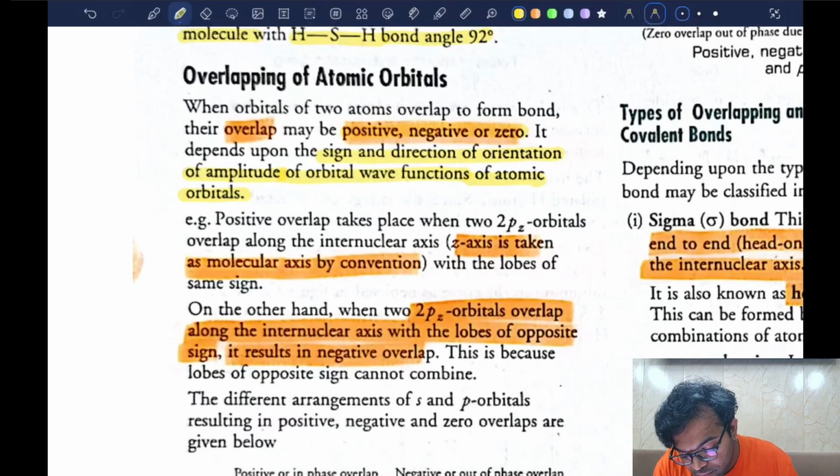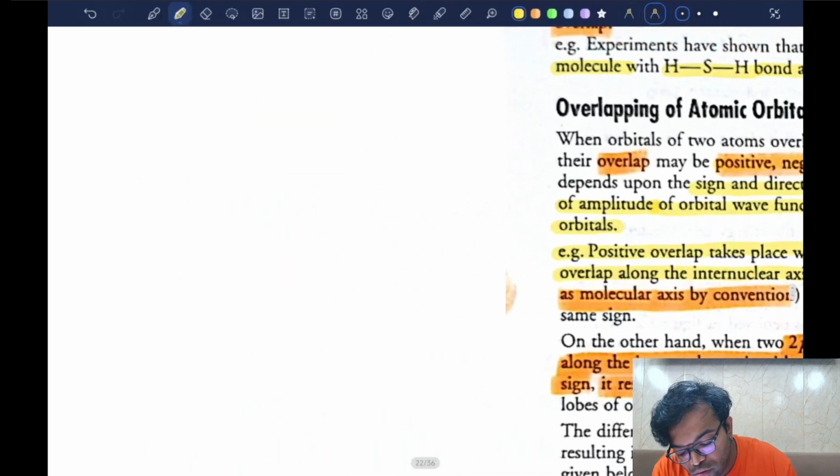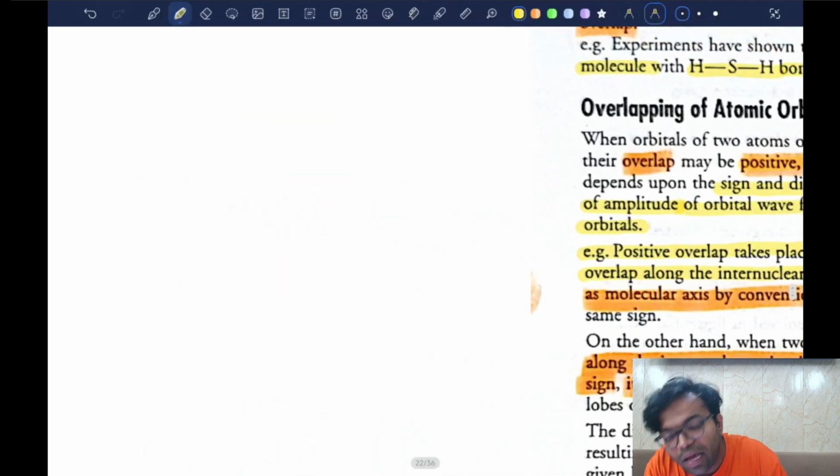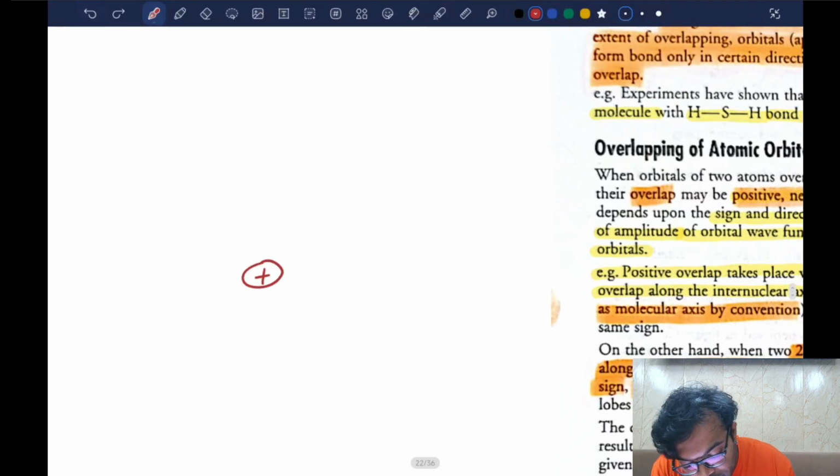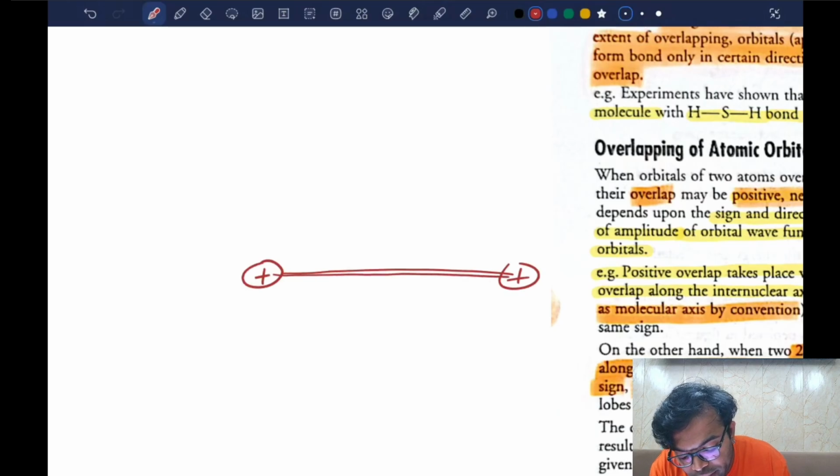For example, positive overlap takes place when two pz orbitals overlap along the internuclear axis. What is the internuclear axis? Internuclear means between the nuclei. So you have a nucleus here and another nucleus here. This length, this path, is known as the internuclear axis. Understood?